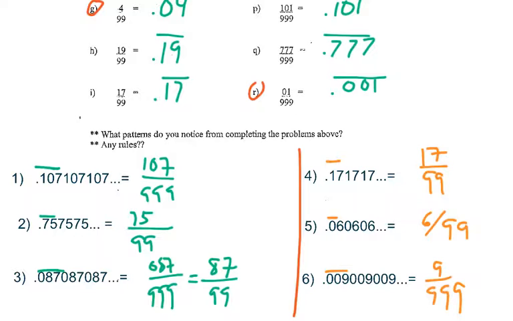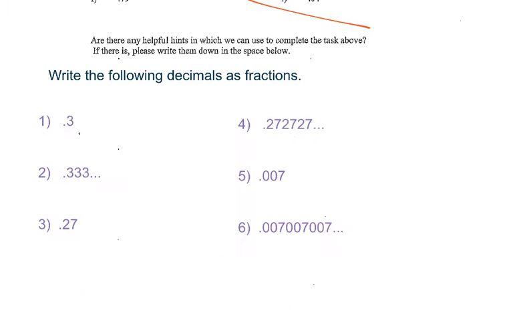Okay, go ahead and check your answers, 4, 5, and 6. So 17 repeats, 2 numbers, over 99. 6 repeats, but 2 numbers actually repeat, 060606, but that's going to be 6 over 99. Here I have 3 numbers repeating, 009, 009, so I need 3 9s on the bottom. What repeats? 009, but that's really just 9.